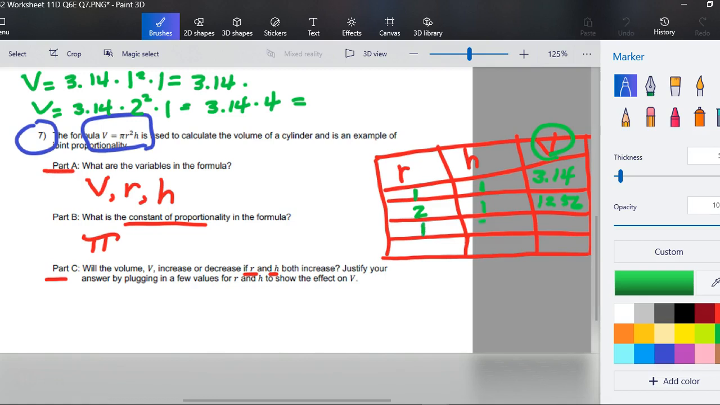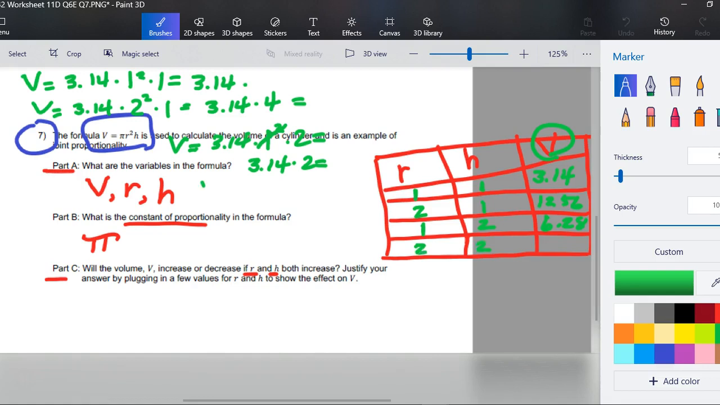Maybe go back to 1 on this one and use this one as a 2. Let the height go up a little. 3.14 times R squared times the height. So I've got 3.14, that's a 1, that's a 2. And so that's about 6.28. Well, it's up.